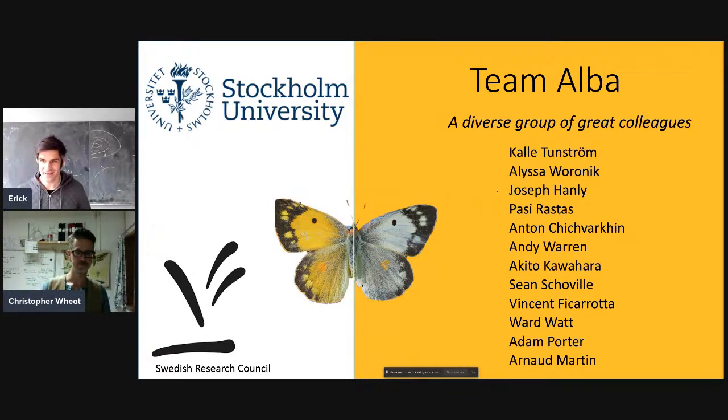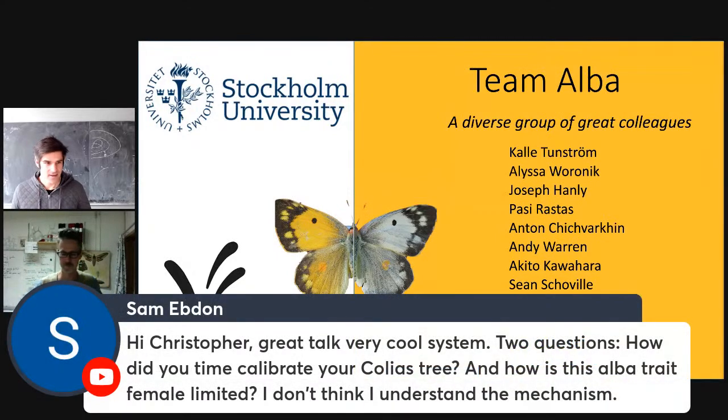Thank you, Chris. Yeah, so I do encourage people to ask questions via YouTube chat. We do have somebody who's already asked a question, Sam. He says, hi, Chris. Great talk and a very cool system. Two questions. How did you time calibrate your Colias tree? And then also, how is this Alba trait female limited? I don't think I understand the mechanism.